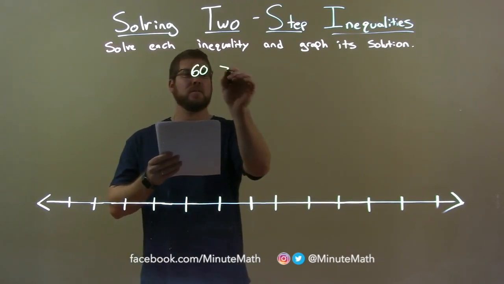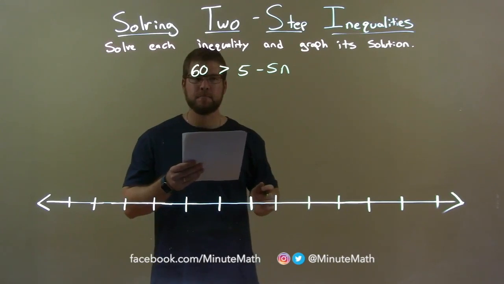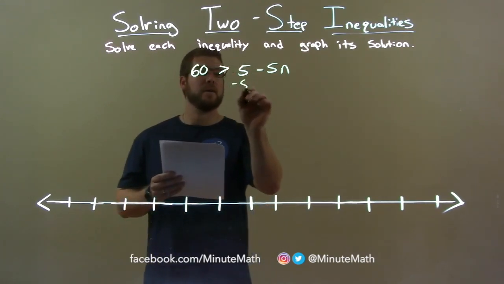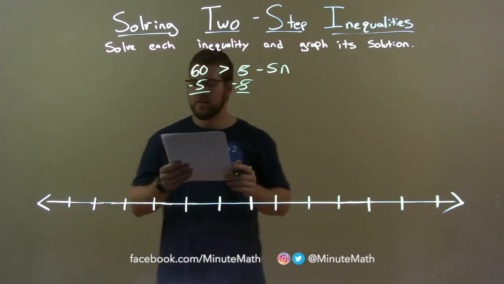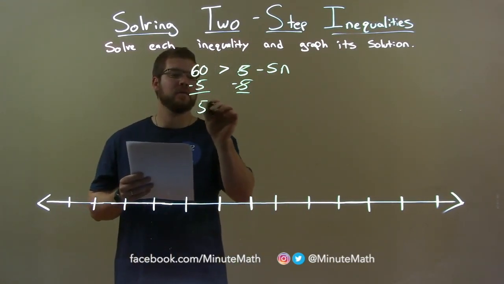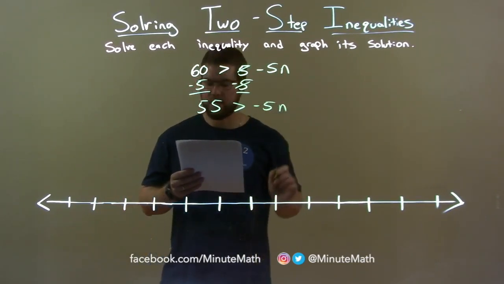60 is greater than 5 minus 5n. First thing I want to do is subtract a 5 from both sides. The 5's cancel, and 60 minus 5 is 55. We're still greater than a negative 5n.